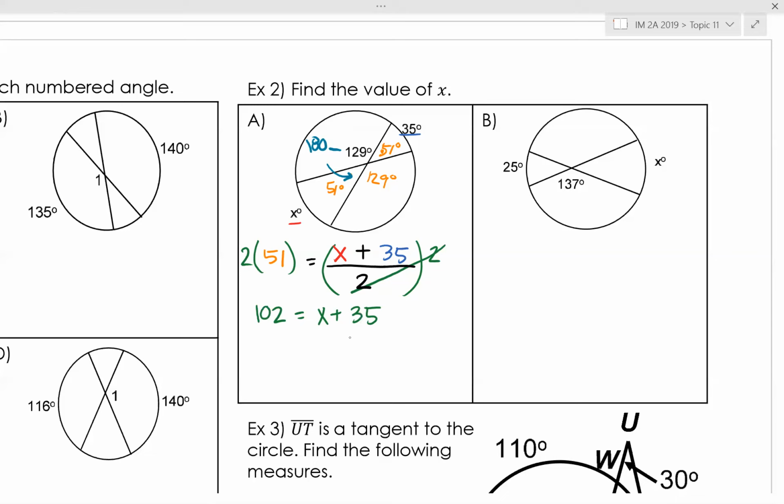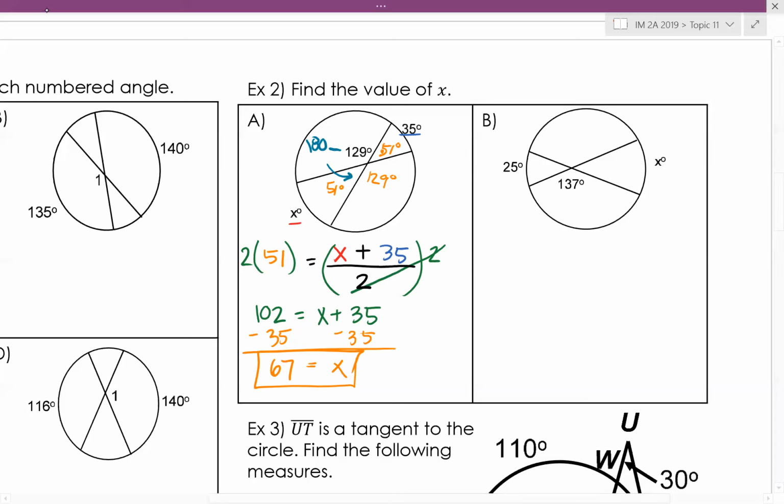So if we subtract 35 from both sides, X is 67. And I don't have to put the degrees because there's already a degree symbol there. So keep that in mind as we do these. With these, I had just the number of the angle, so that's why I put the degree symbol. This one, it's already there, so I technically don't need to write it. We're going to do B. It's the same exact process. It's just different values, and it's in a different place.